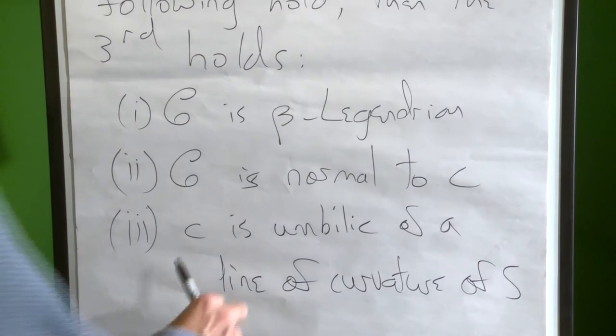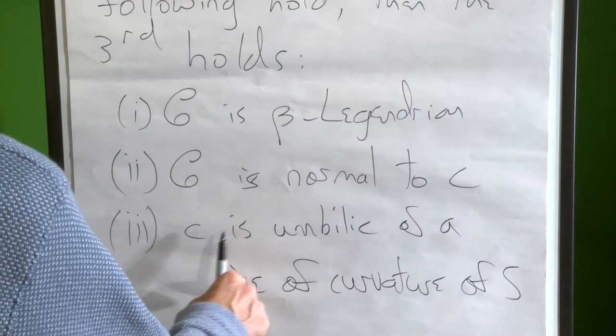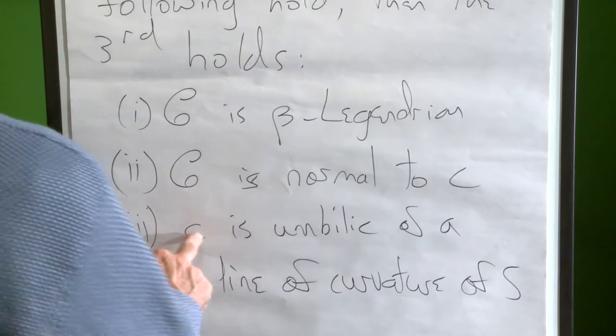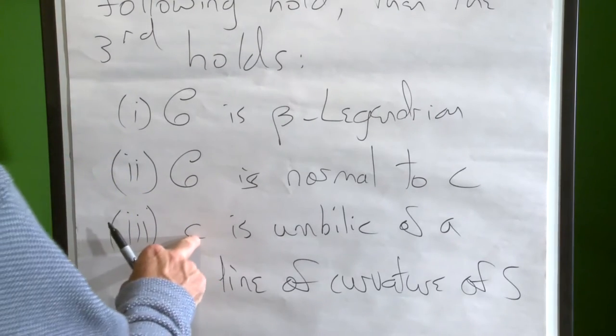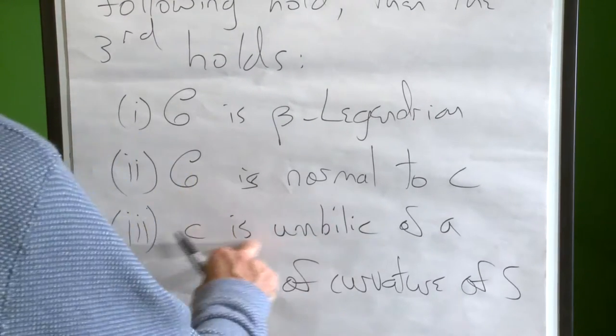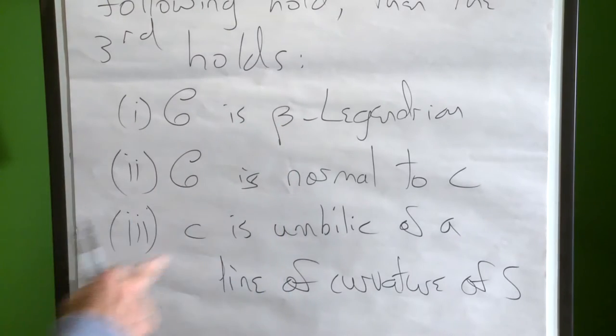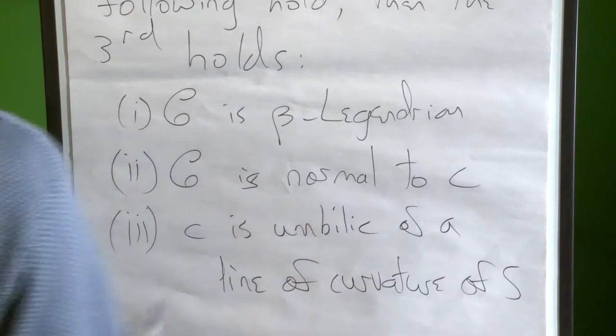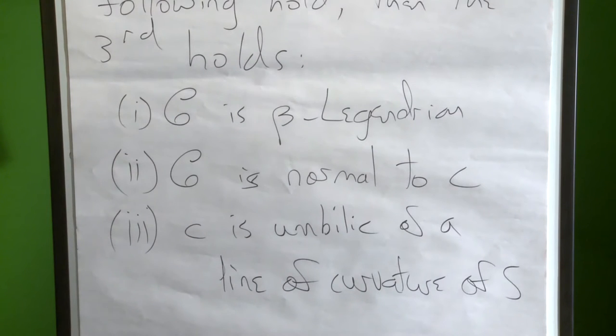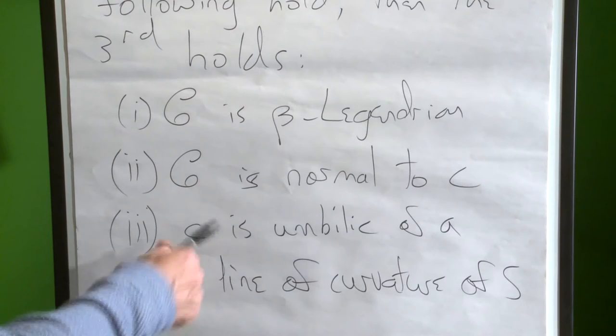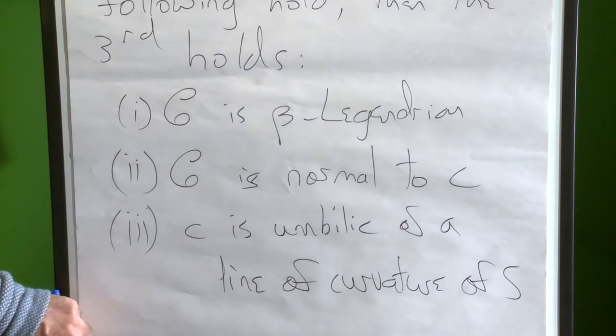So if your curve on your surface in your constant curvature three manifold is umbilic, every point is umbilic, well then the beta Legendrian curves are exactly the normals. Similarly, if it's a line of curvature of the underlying surface, the normal is a beta Legendrian curve. So any two of these implies the third.